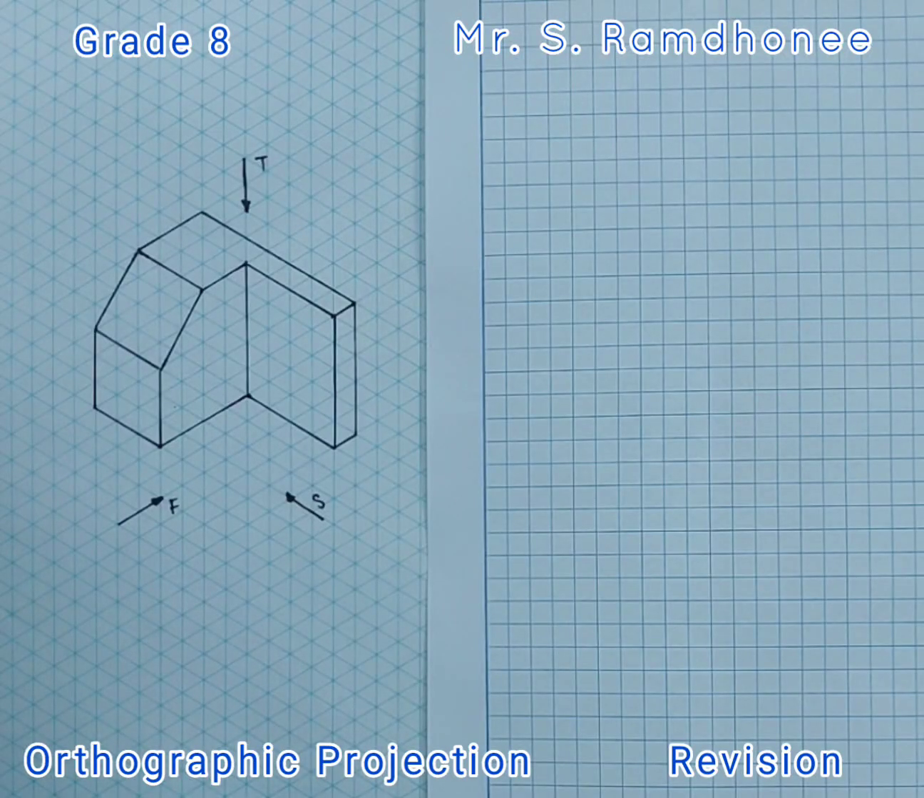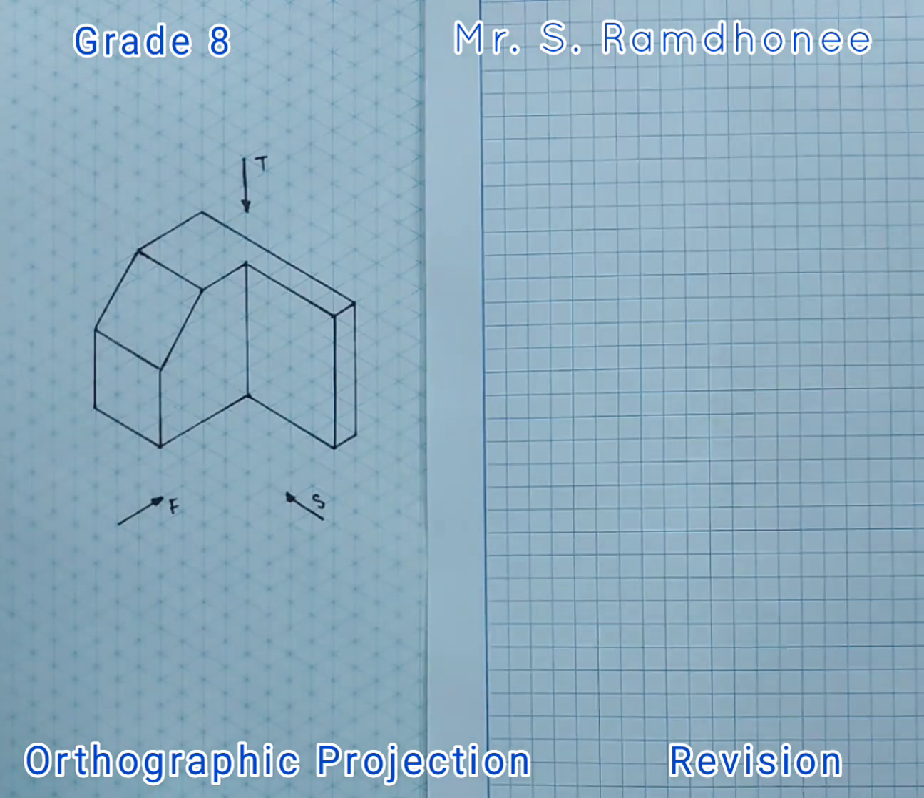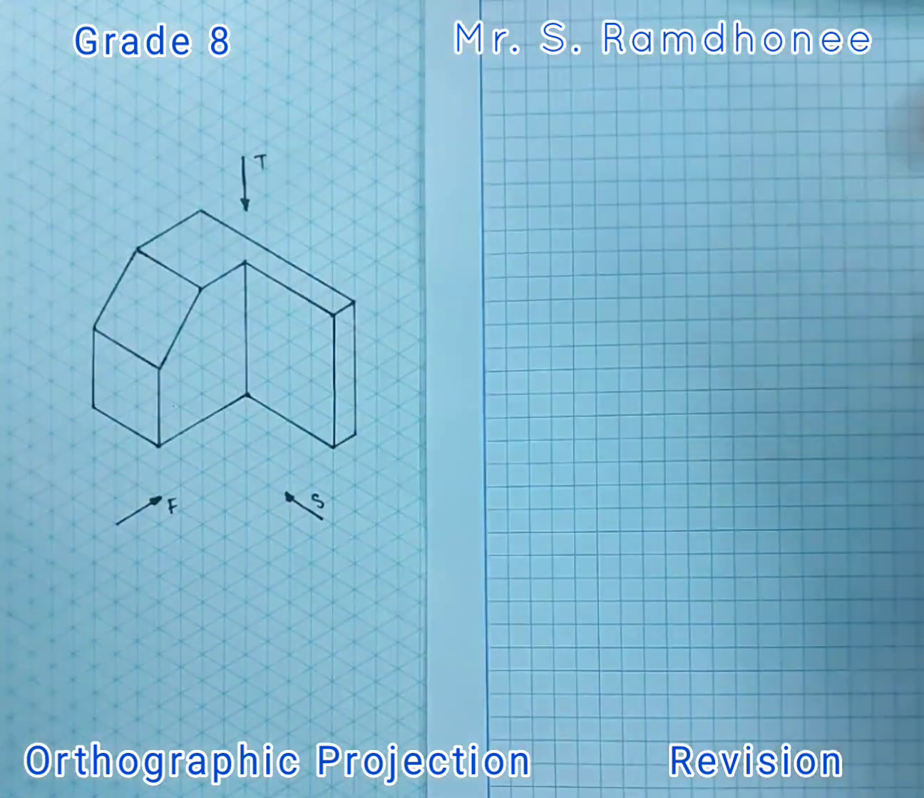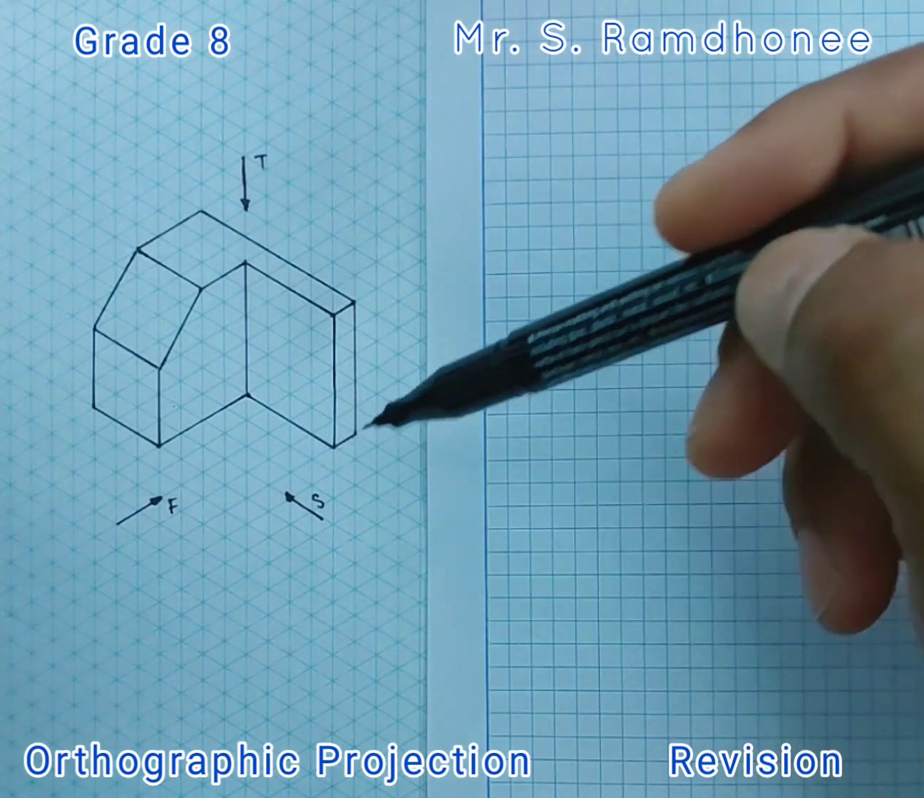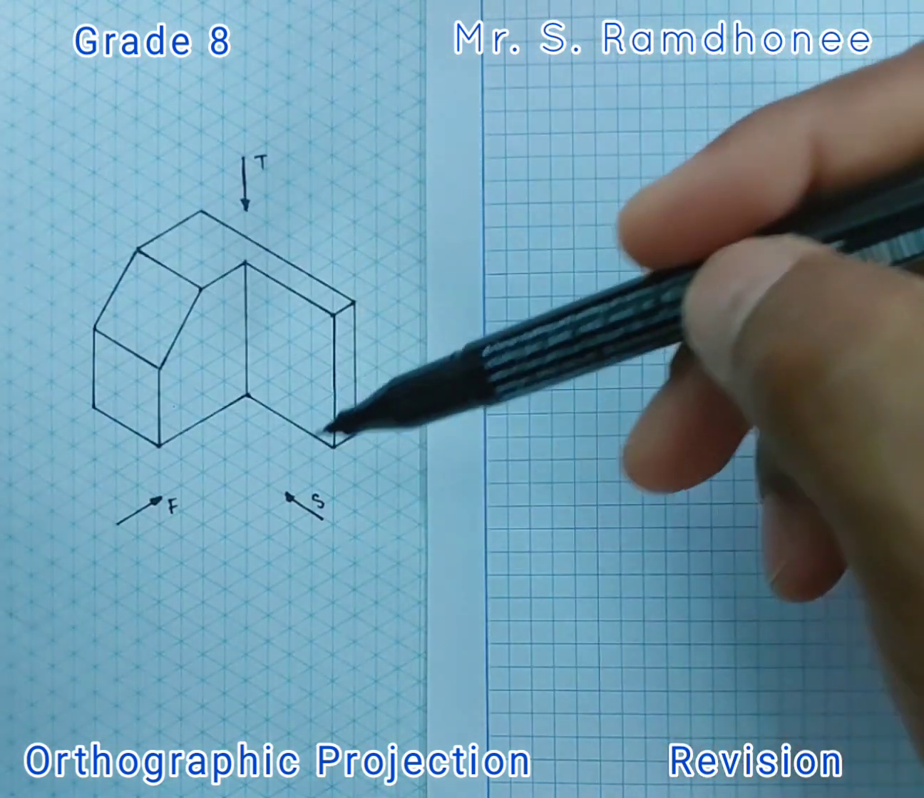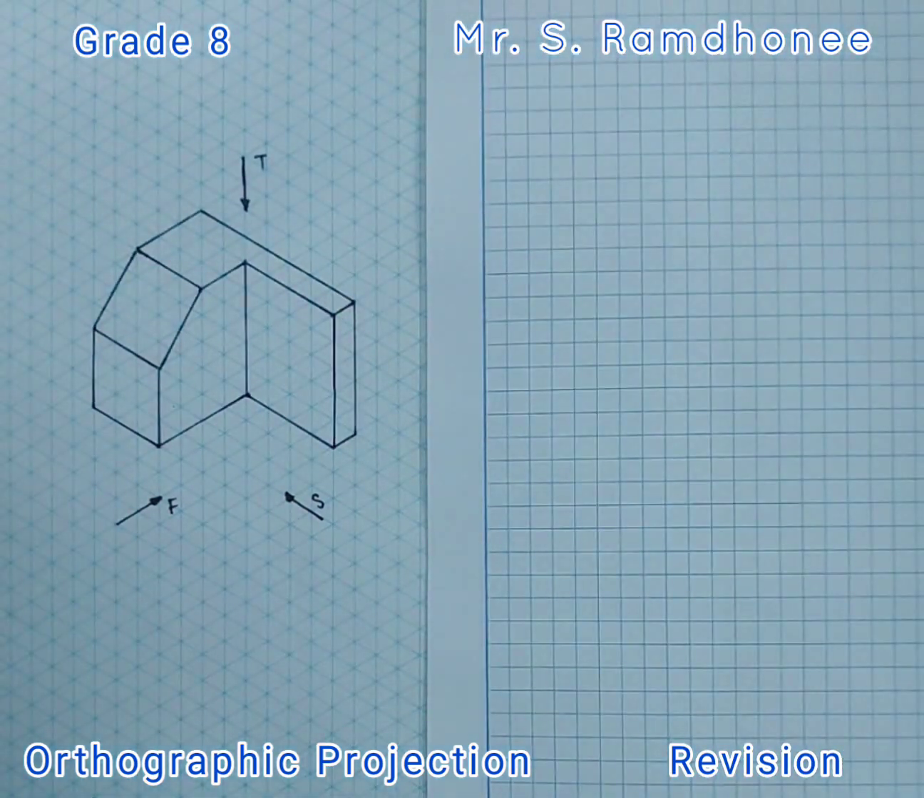Hello everyone, this is a short video on how to attempt an orthographic question when you're given such an object. So first of all, we have to identify the surfaces. We are given three arrows and we are given the object. This object, you'll find it on the isometric grid.